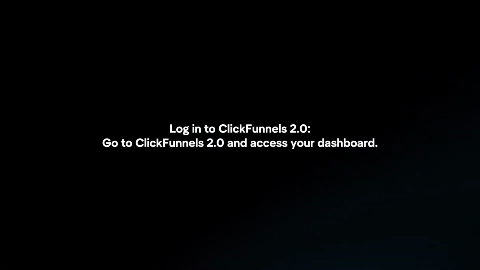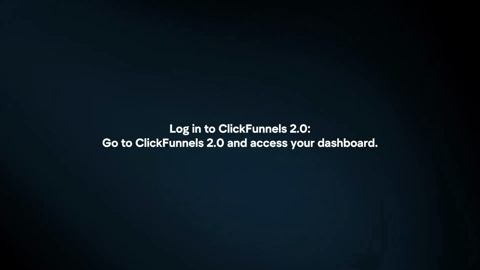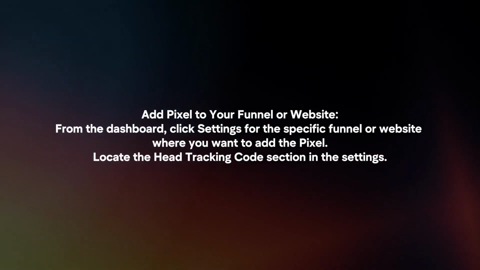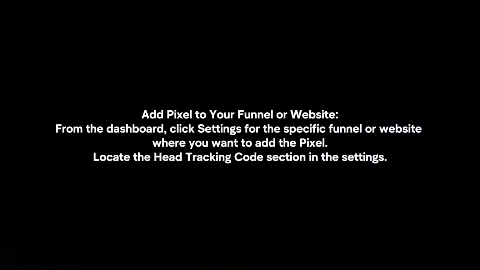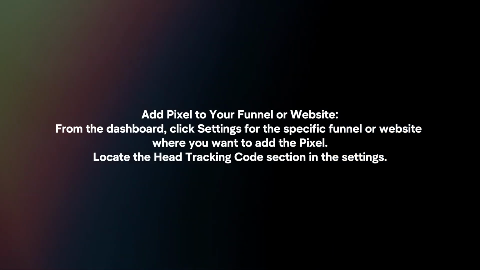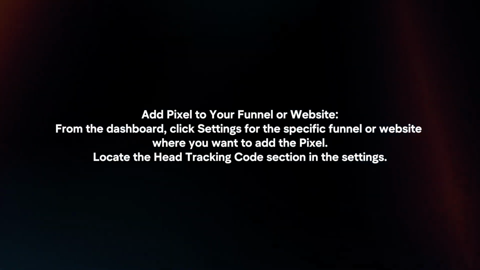Log into ClickFunnels 2.0. Go to ClickFunnels 2.0 and access your dashboard. Add pixel to your funnel or website. From the dashboard, click Settings for the specific funnel or website where you want to add the pixel. Locate the Head Tracking Code section in the settings.